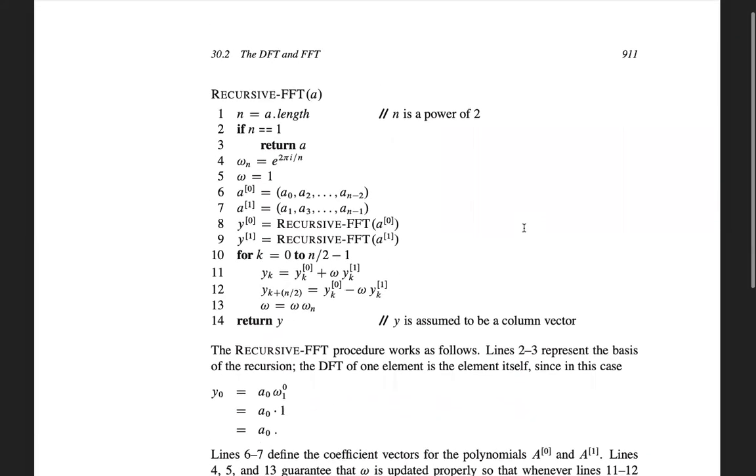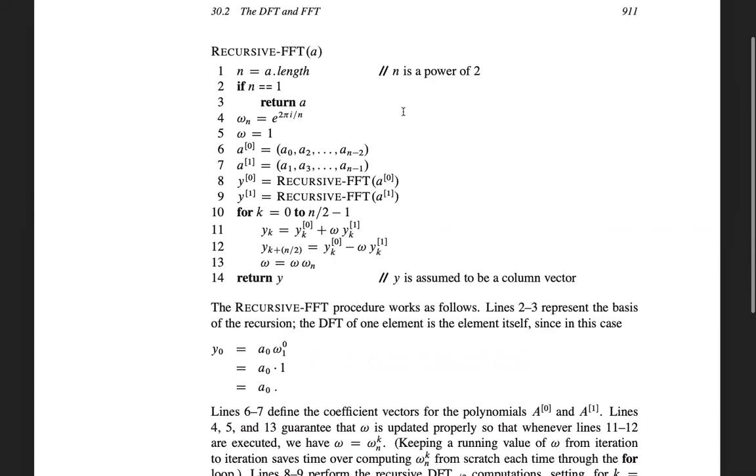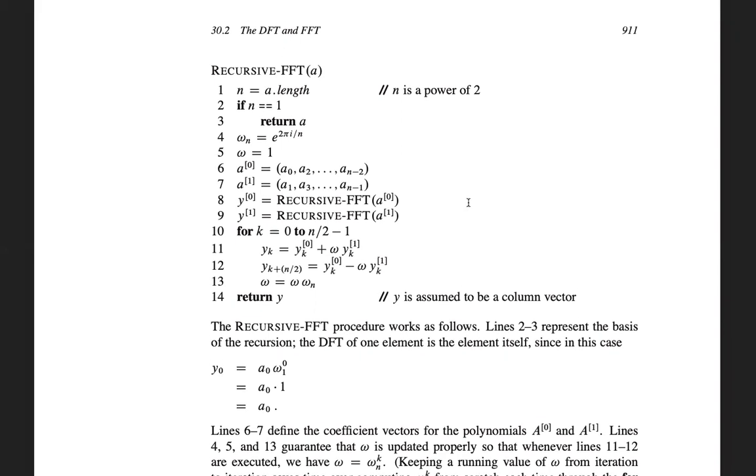Yeah, so this is what is known as the fast Fourier transform. That is why you have seen the name FFT here. It's the recursive fast Fourier transform. All it does is convert a coefficient representation to the discrete Fourier representation, the discrete Fourier transform of that polynomial.